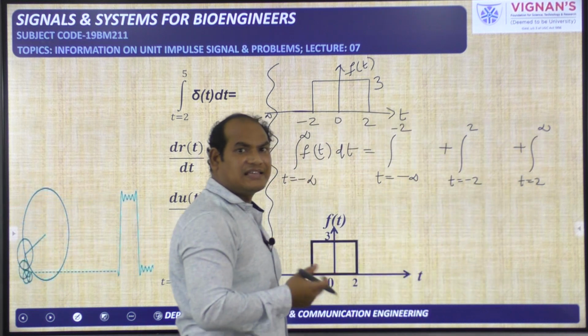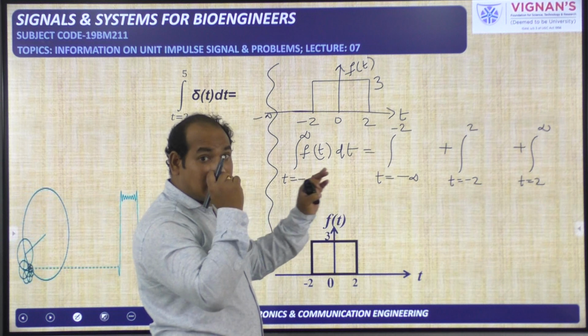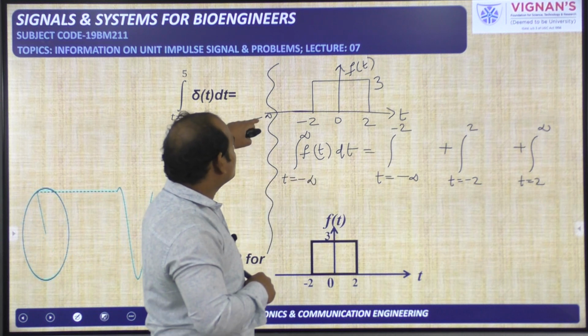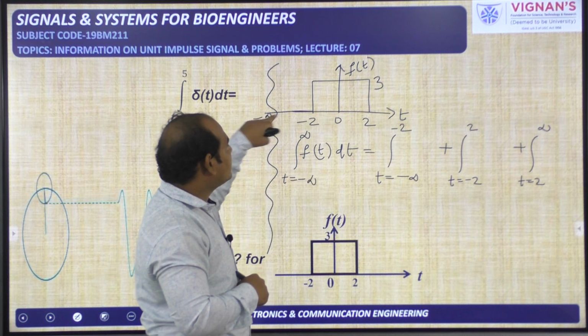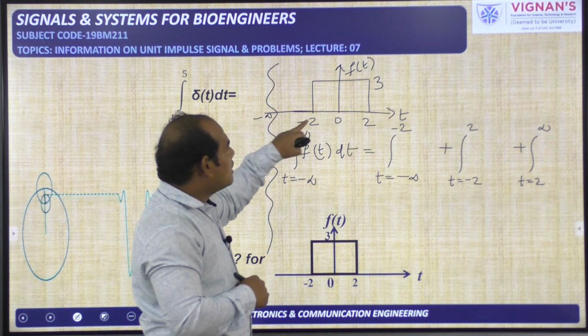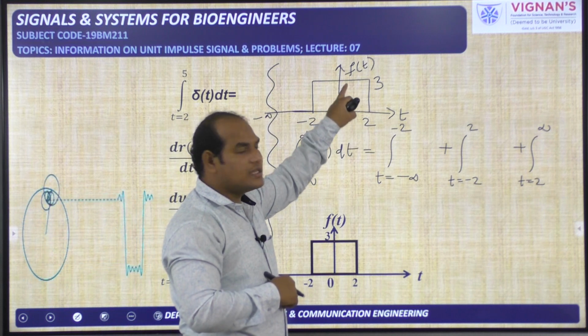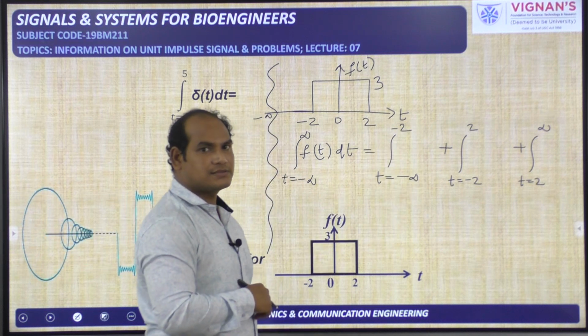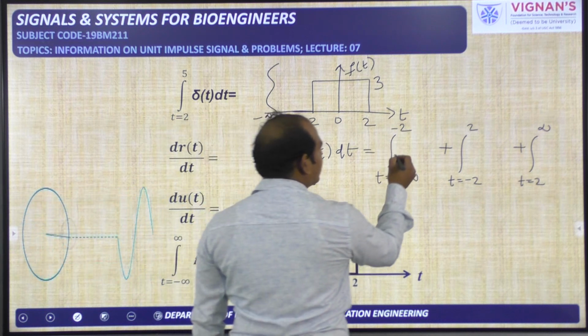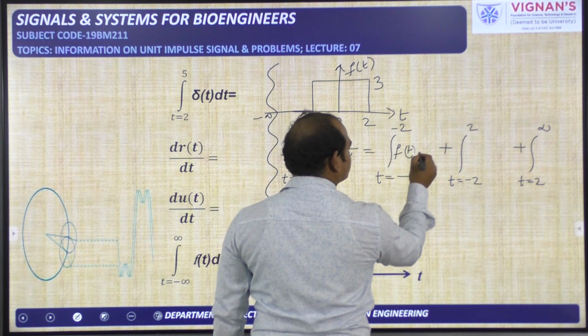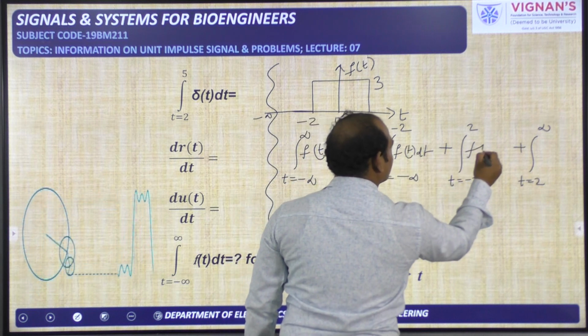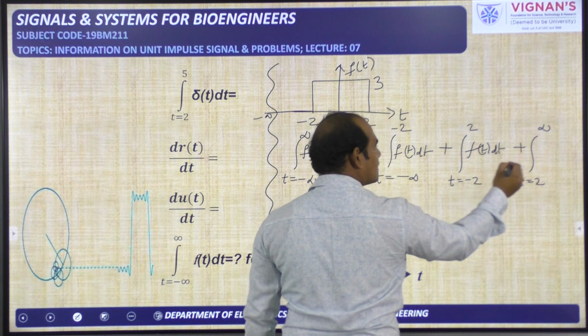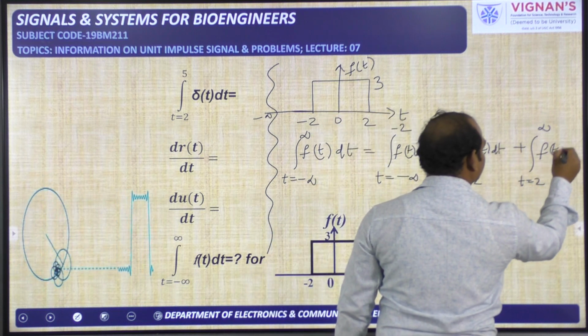Why should I divide like this only? Because the amplitude has differed here. From minus infinity to minus 2, amplitude is 0. From minus 2 to plus 2, amplitude is 3. From 2 to infinity, amplitude is 0. That's why I have taken 3 integrals like this. Then here f of t dt, next again f of t dt, next again f of t dt.